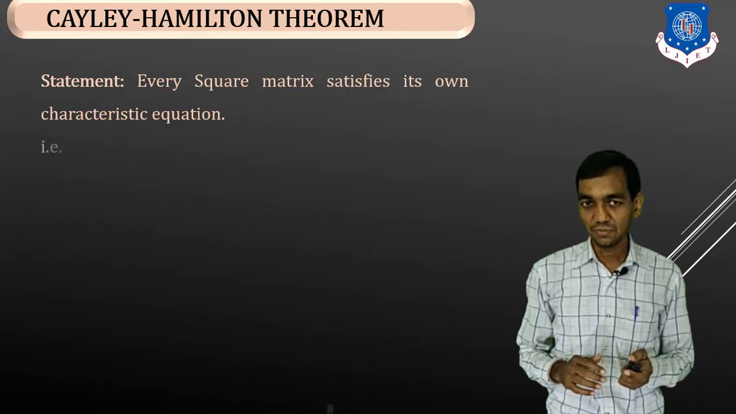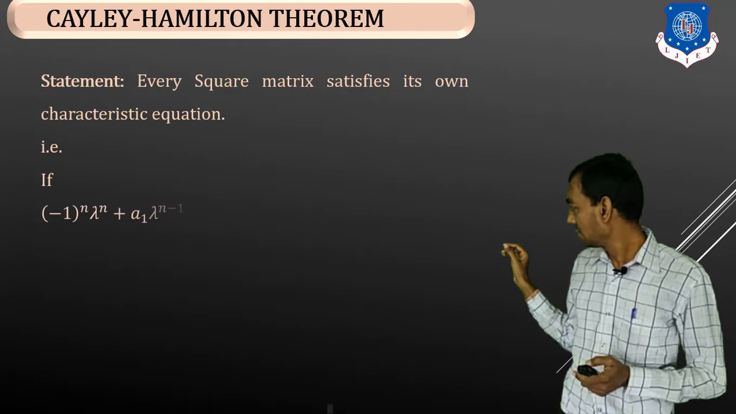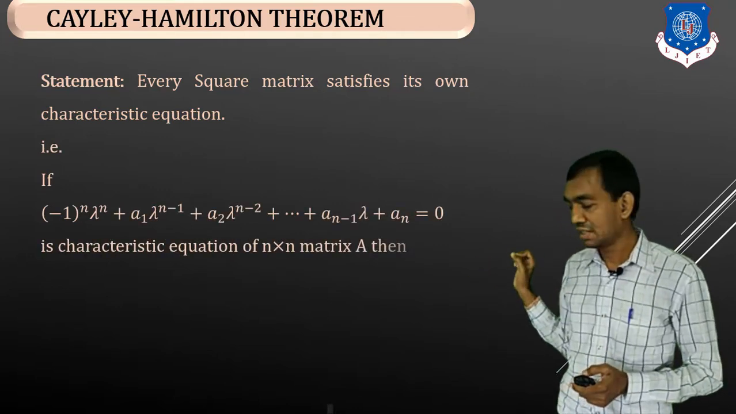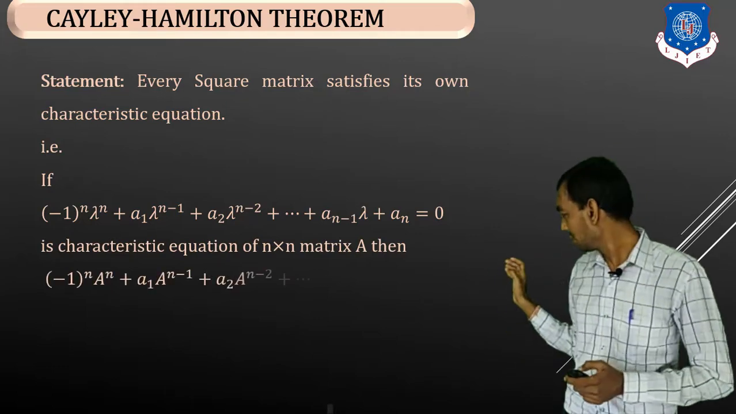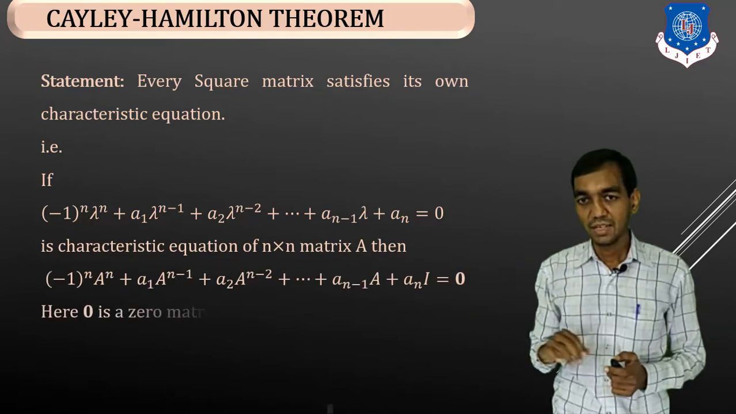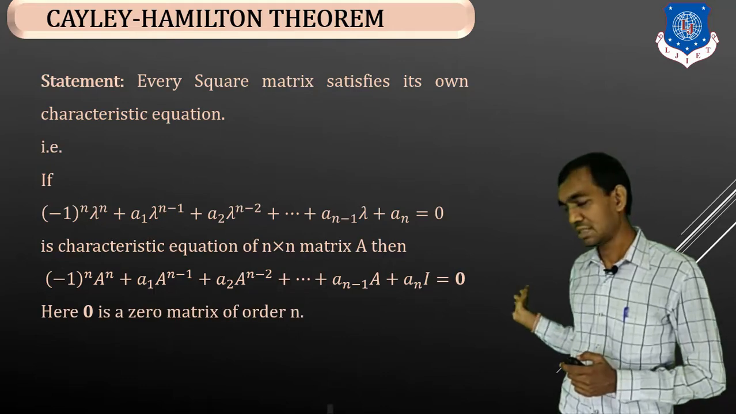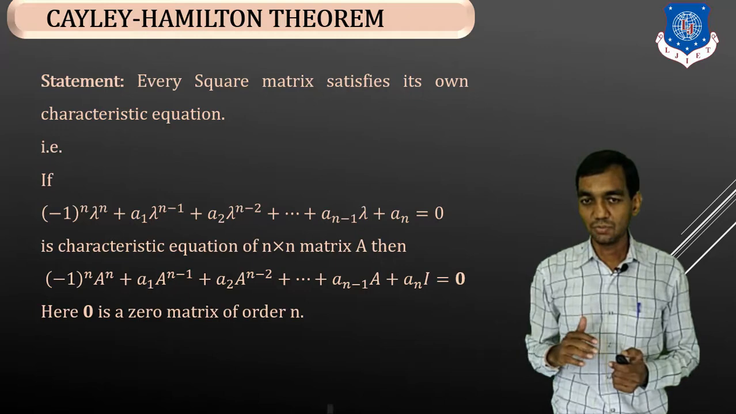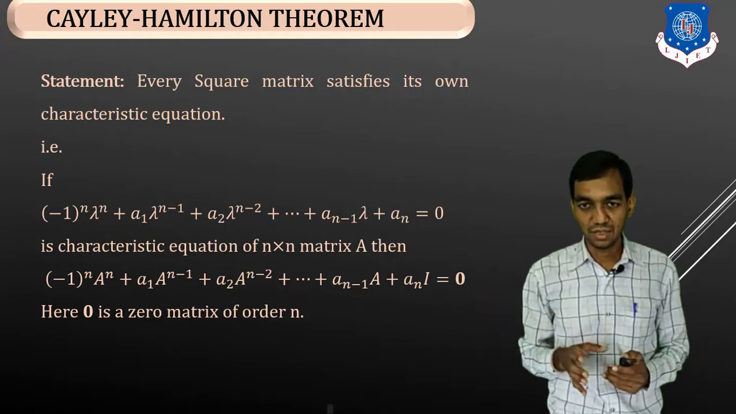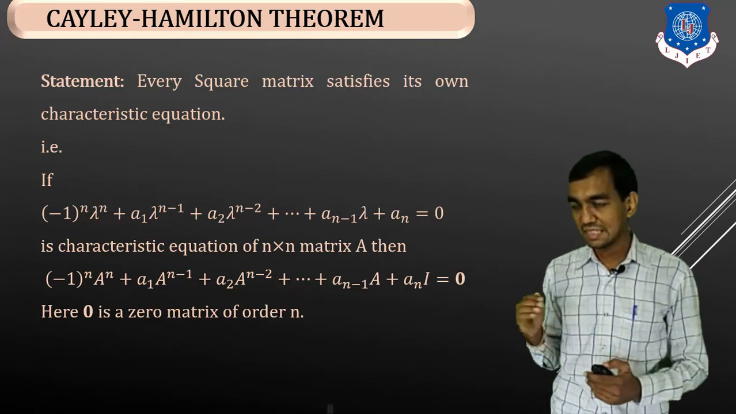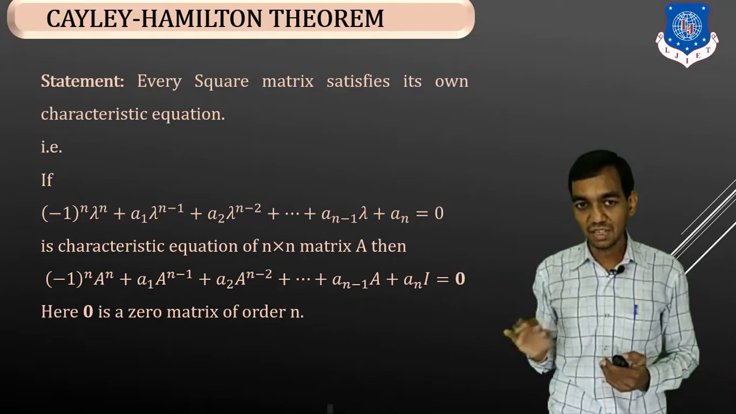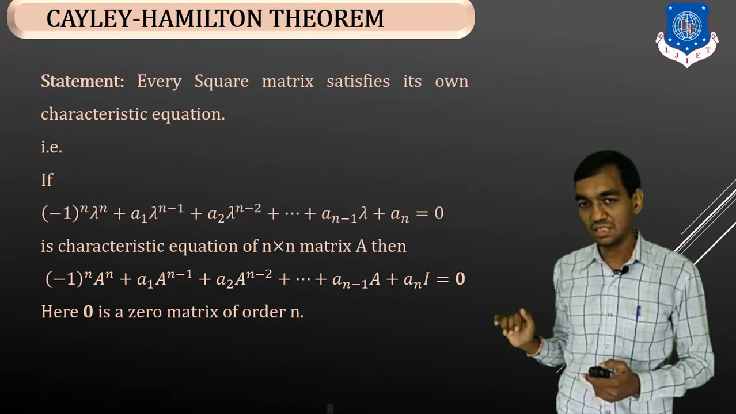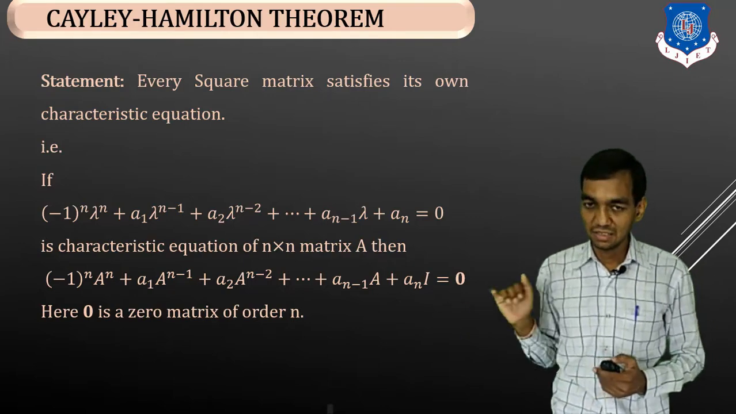That means if (-1)^n lambda^n + a1 lambda^(n-1) + a2 lambda^(n-2) + and so on, up to a(n-1) lambda + an = 0 is a characteristic equation of any n cross n matrix capital A. Then if you replace lambda by the matrix, that means the scalar is replaced by the matrix, then this equation is also going to be satisfied and the final answer you will get is a zero matrix.